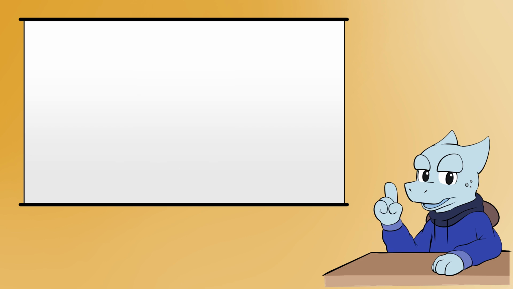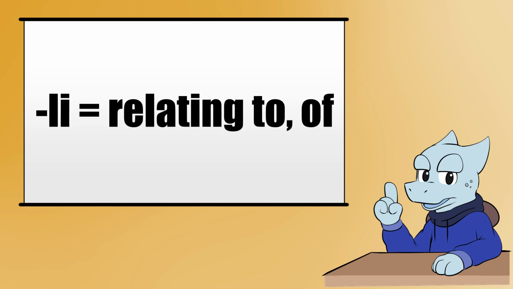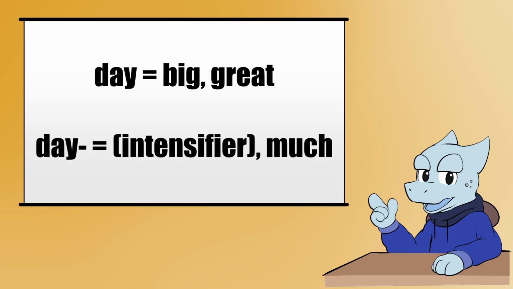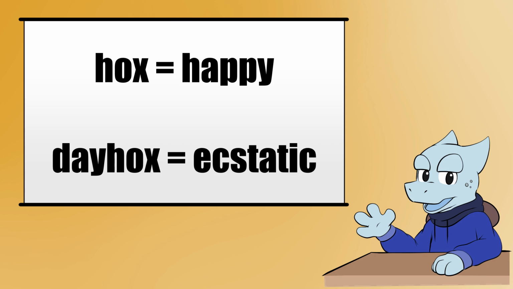There are also many affixes, prefixes, and suffixes that you can add onto words. Some of these are exclusively affixes, like li, which turns a word to be an adjective relating to the base word. Musica means music, while musicali means musical, or musically. Meanwhile, a lot of affixes come from base words, but change meaning when used as an affix. Dai means big or great, while using it as a prefix makes it more like an intensifier. Hosh means happy, daihosh means ecstatic.